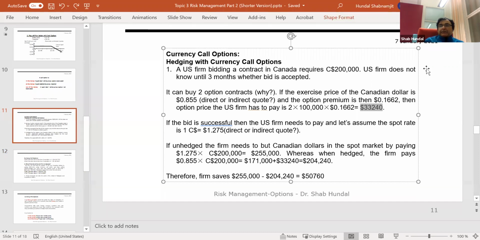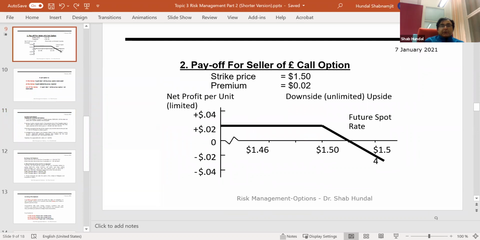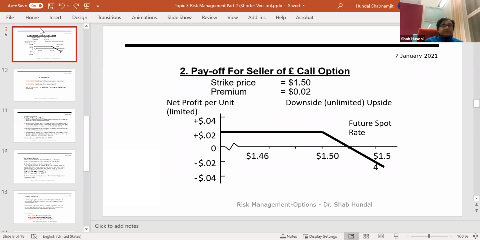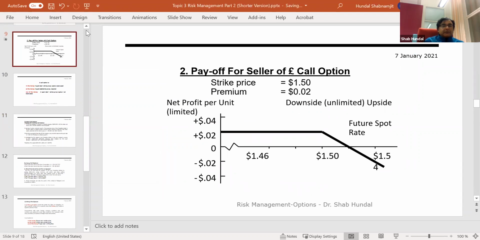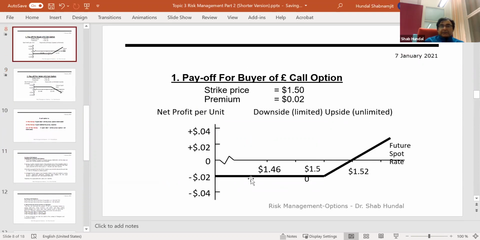And we have seen in the previous slides that the maximum loss which the buyer of the option has is the premium. So that's the maximum loss you have.